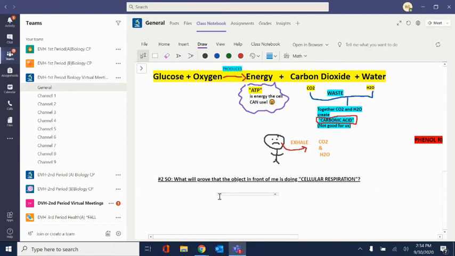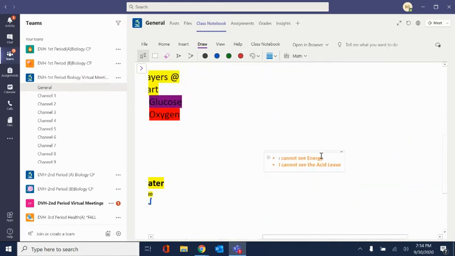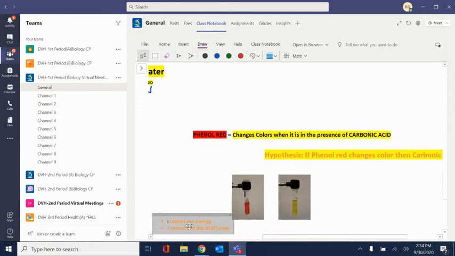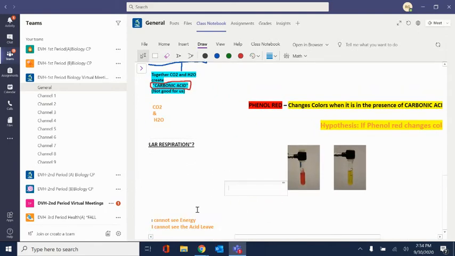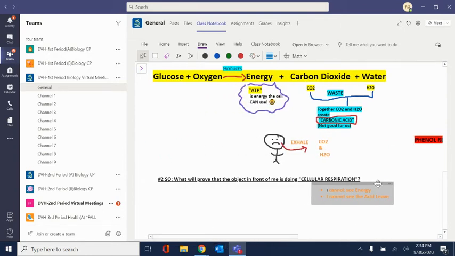And so, there are some cool ways that we can do this. Clearly, I cannot see energy being made. It's happening on a cellular level. I would never be able to tell. I can't see energy being made, and I cannot see the acid leaving my body when I breathe out or exhale. So how am I going to figure this out?